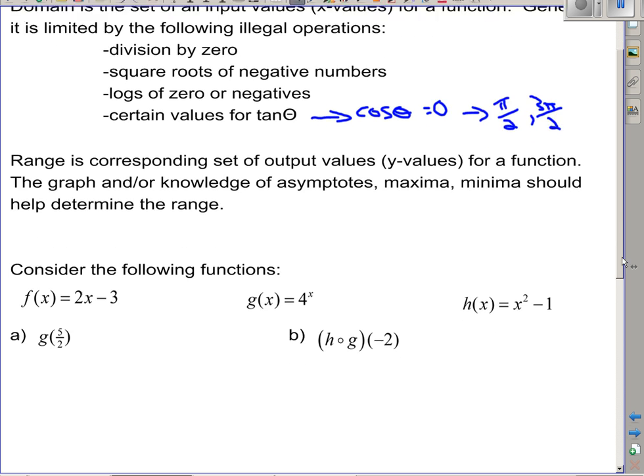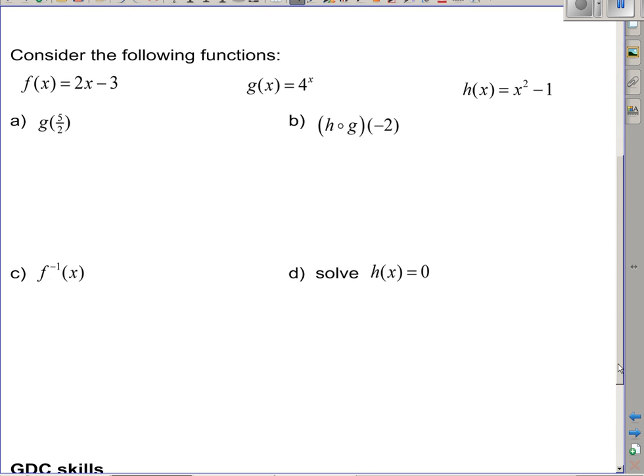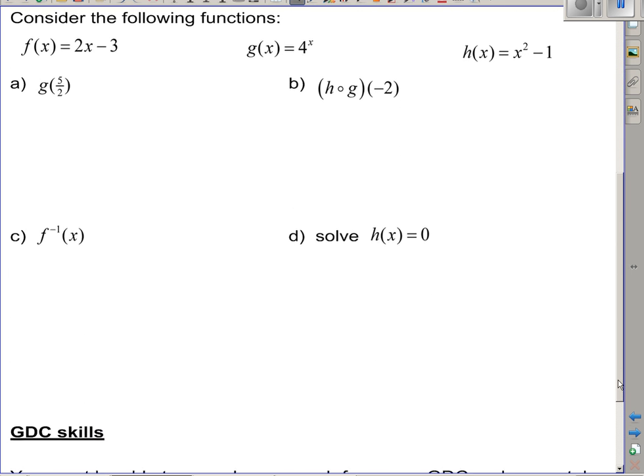We're going to get to work with some basic functions here, f at x, g at x, and h at x. So if I want g at 5 over 2, that's just telling me to put in 5 over 2 for x in the function g at x. So 4 to the power of 5 over 2, we should know that that means the square root of 4, all to the power of 5. So 2 to the power of 5 would be 32.